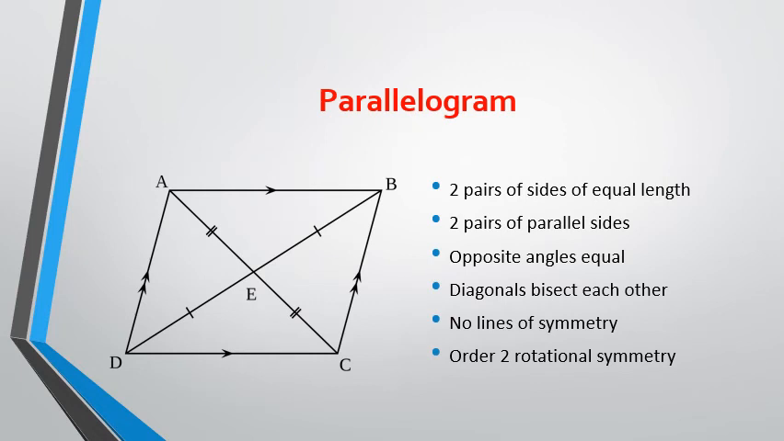Next we have a parallelogram. A parallelogram again is a four-sided figure. As the name suggests, two pairs of the sides are of equal length and two pairs of the sides are parallel, so it is a parallelogram. Opposite angles are equal; all are not the same, only opposite angles are the same. Diagonals bisect each other, that means they cross each other through their midpoints, and there is no line of symmetry over here, but the order of rotational symmetry is 2.